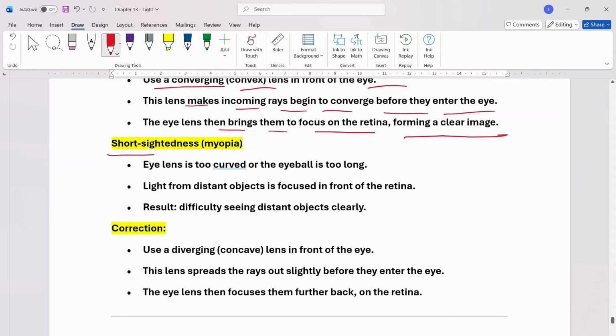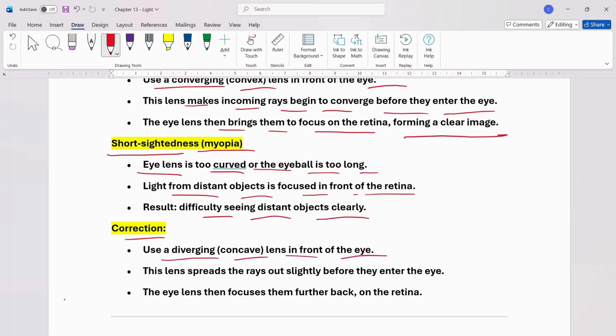Similarly, we have short sightedness, myopia: the eye lens is too curved or the eyeball is too long. Light from a distant object is focused in front of the retina, making it difficult to see distant objects clearly. Correction: use a diverging concave lens in front of the eye. This lens spreads the rays out slightly before they enter the eye. The eye lens then focuses them further back on the retina.